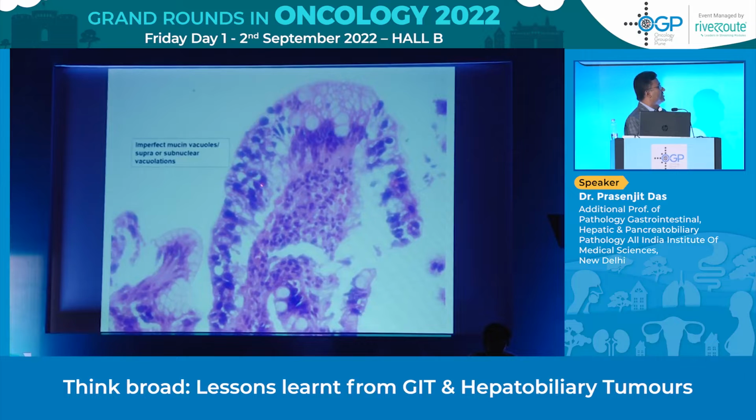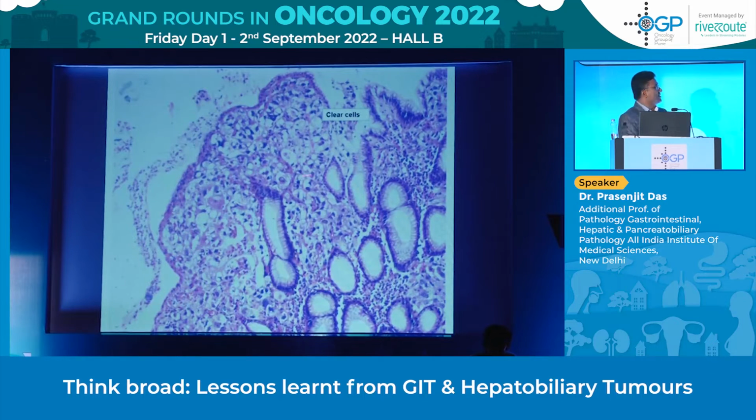You can see supra and subnuclear vacuolations and stratification, and this is what we can say is possibly foveolar differentiation and foveolar epithelium. And these are the areas of clear cells, quite solid sheet-like appearance. The cells are quite bubbly and clear.